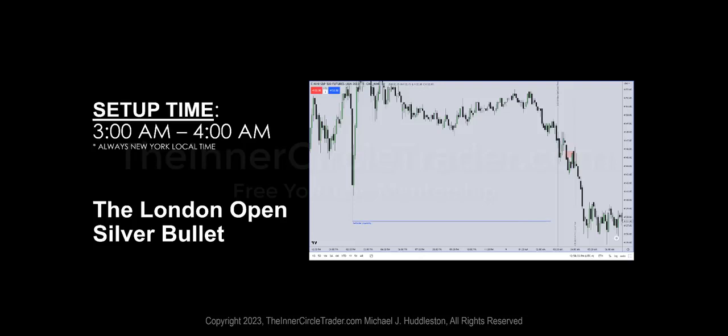First setup time is 3 a.m. to 4 a.m. Now, we're always referring to New York local time. So whenever I'm referring to a specific time, whether it be a window of time or a very specific time of the day, you have to have your charts calibrated to New York local time. Wherever that is, whenever that is, in your area. If we're observing daylight savings time, then you observe daylight savings time. That way it removes all the uncertainty and confusion. Whatever it is in New York, that local time, that's what you're using when you're charting. This is the London Open silver bullet.